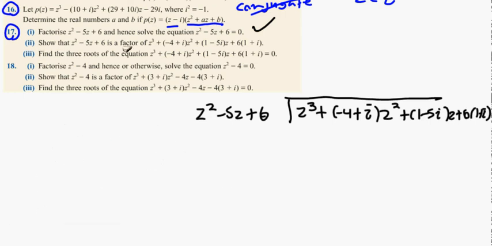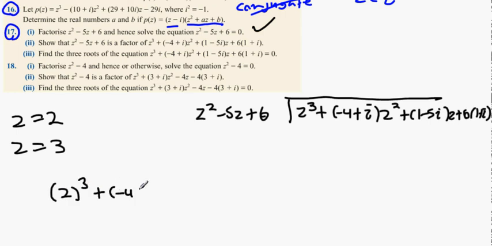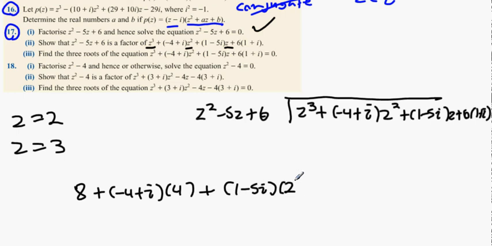So I'm going to try out the z equals 2, z equals 3 method. What I'm going to do is 2 cubed plus minus 4 plus i times 2 squared. 2 squared is 4, 2 cubed being 8. So I'm doing it up here. And then I'm going to do times 2, and then plus 6 plus 6i.